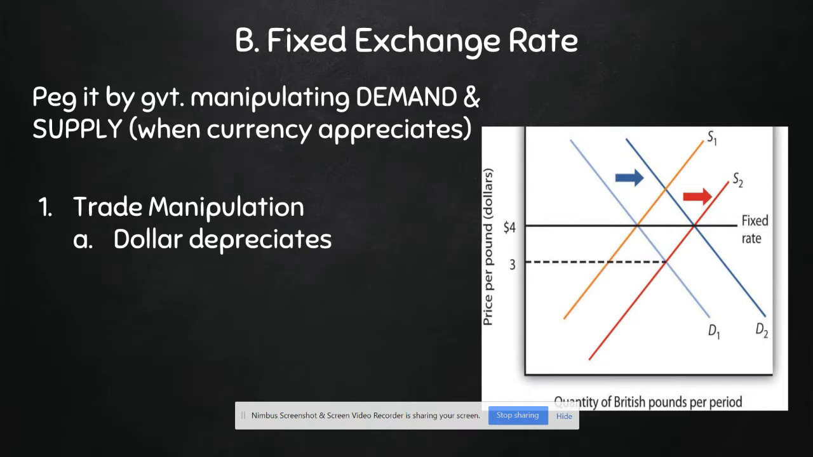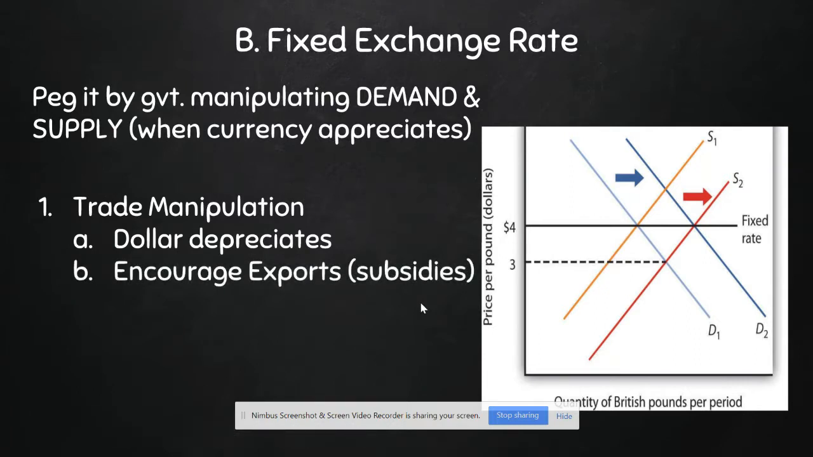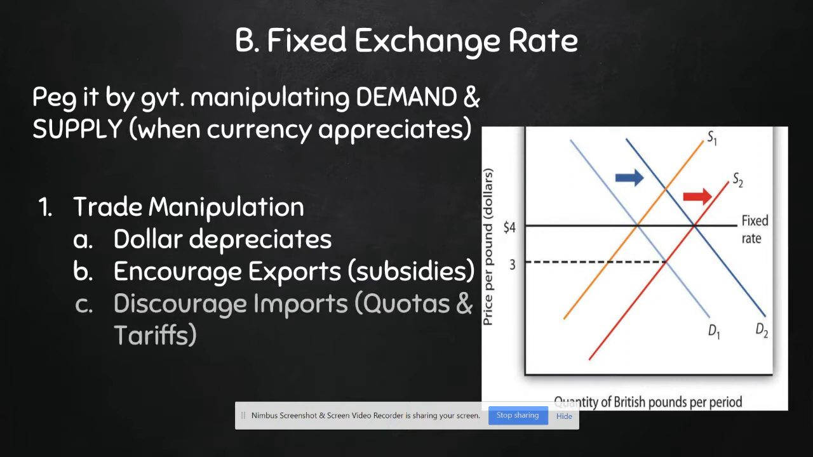So the first thing I can do to try and manipulate the currency, to shift the curves in order to get at this exchange rate, to get it to $4 rather than $3, right? A couple of ways I can do it. First, I can manipulate trade. Maybe my dollar is depreciated. I want to appreciate it. So I encourage exports, which I do through subsidizing businesses. They overproduce. What they do with their surplus of goods they produce, they trade it. I discourage imports by creating quotas and tariffs.